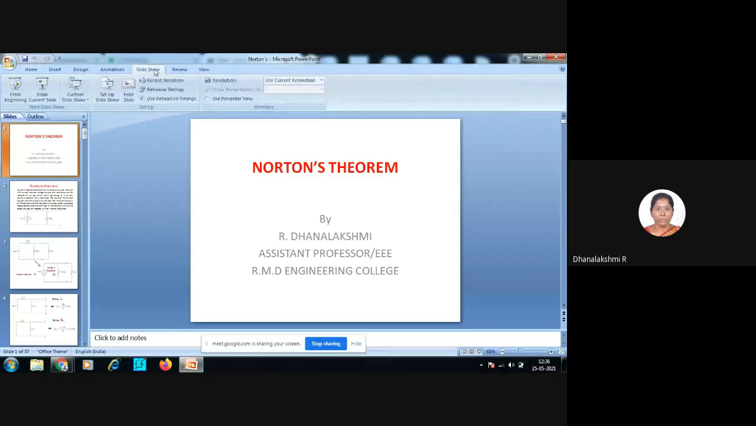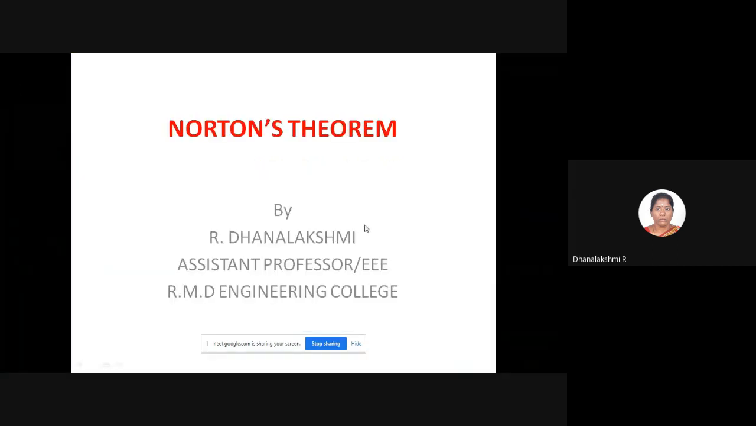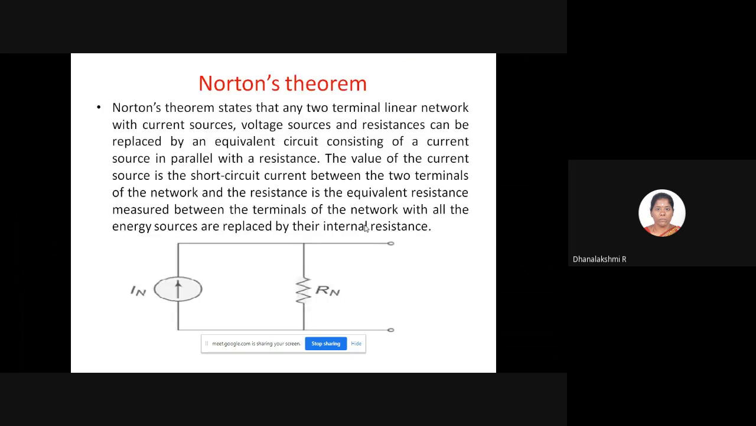So Norton's theorem. As I told you earlier, in my earlier video I discussed Thevenin's theorem, and in this video we will discuss Norton's theorem. The statement is: Norton's theorem states that any two-terminal linear network with n number of current sources, voltage sources and resistances can be replaced by an equivalent circuit consisting of a current source in parallel with a resistance.